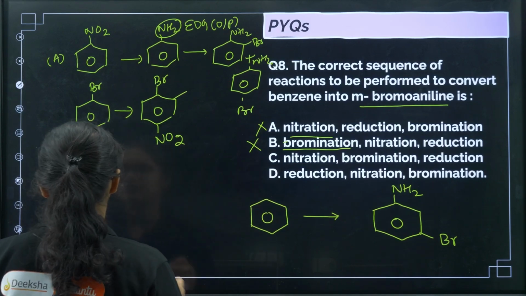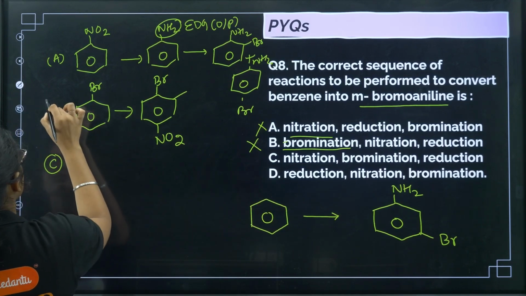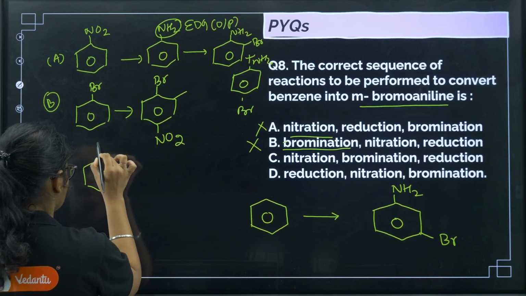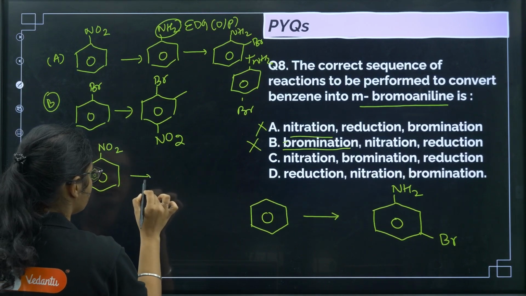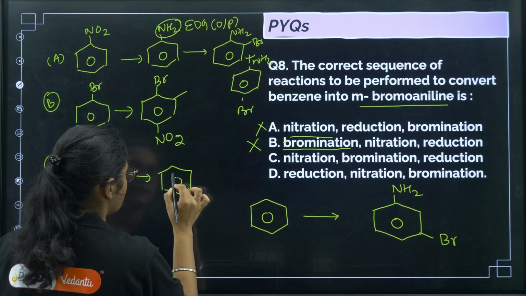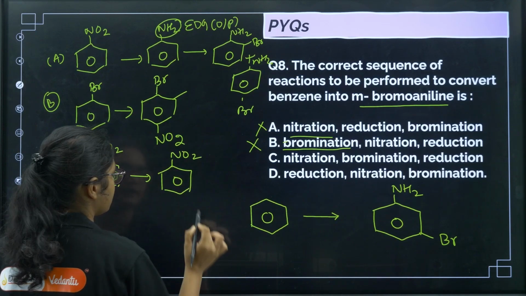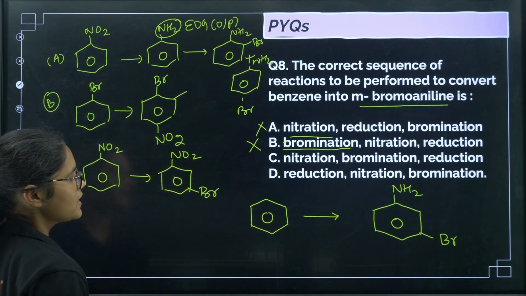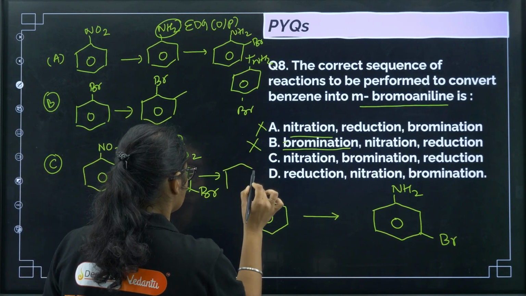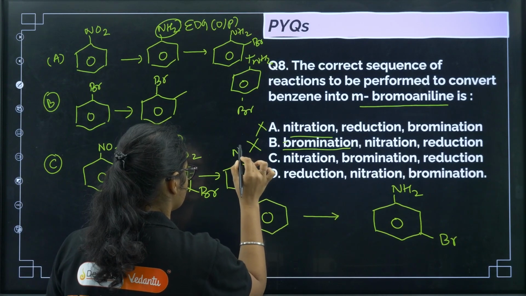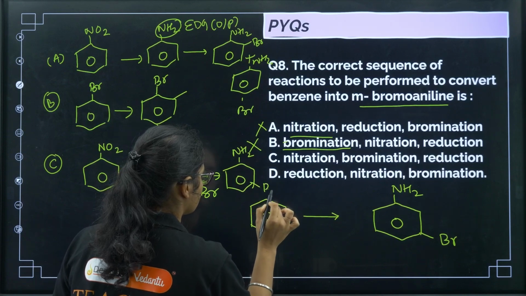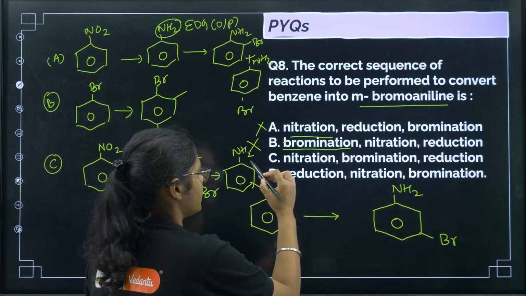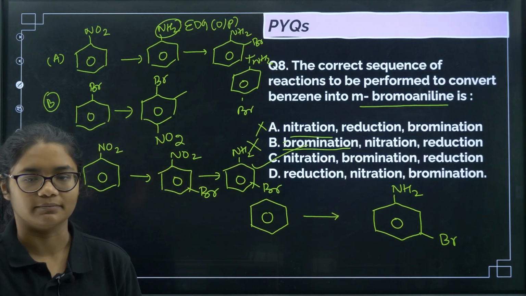Next, let us see option number C. So this is option number B. First we are doing nitration, NO2. Then you are doing bromination. Now if you see, NO2 is a meta directing electron withdrawing group, so bromine will come to the meta position here. Now if you do reduction, NO2 will get converted to NH2, right? So this will give you m-bromoaniline. So the correct answer for this question is option number C.